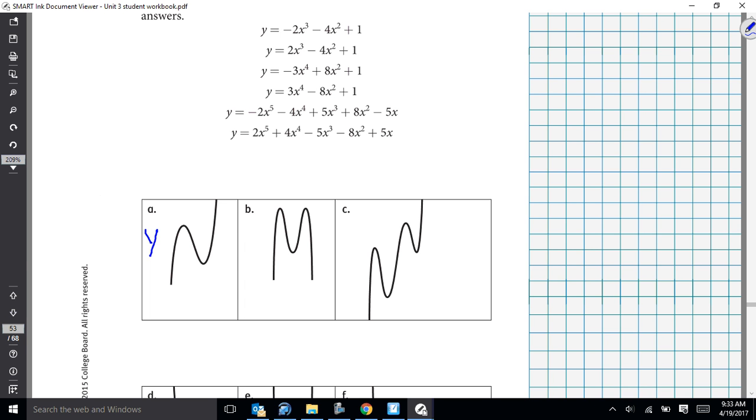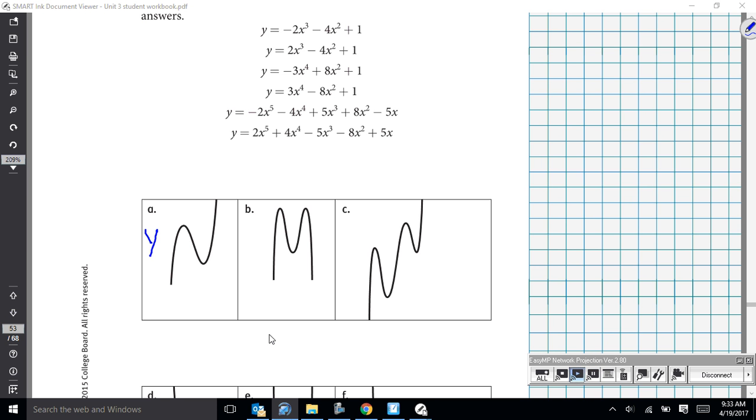So I need to unfreeze the board. Y equals 2x cubed.